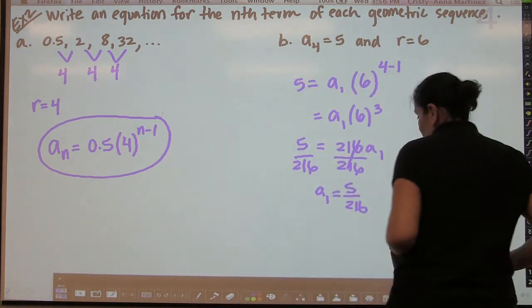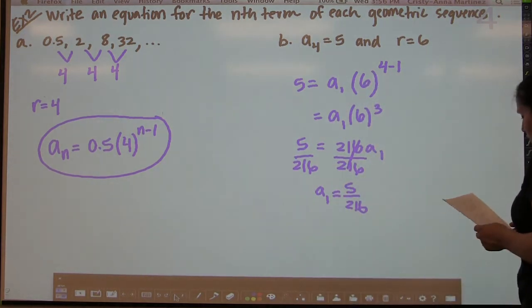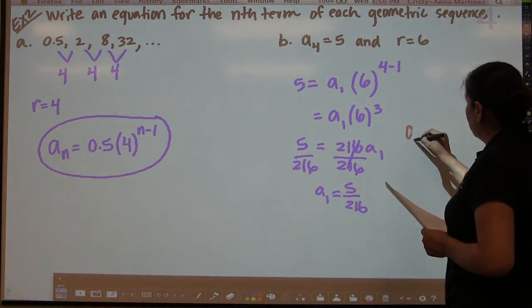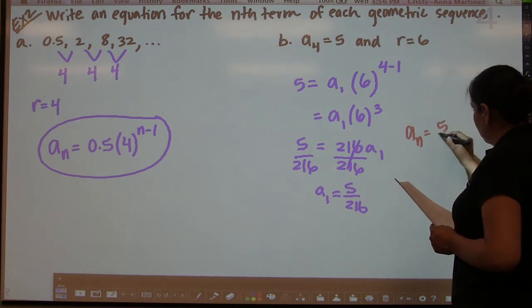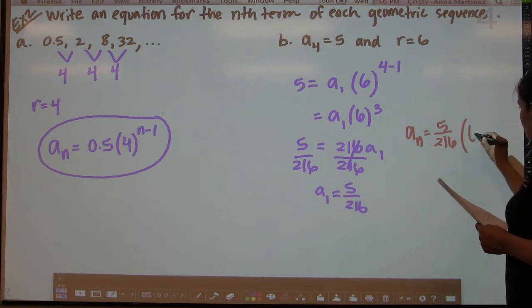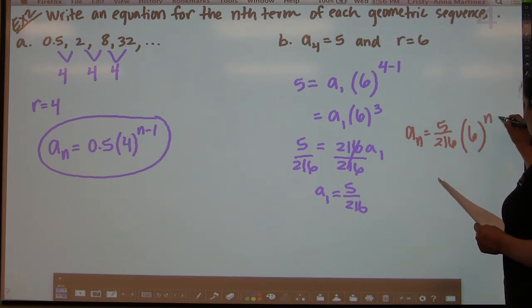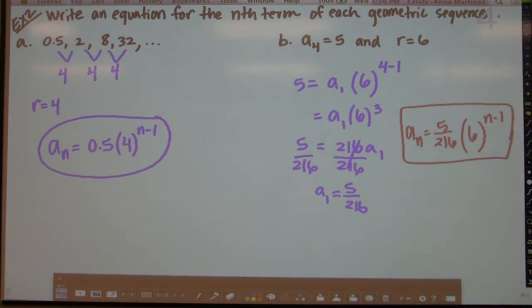Once we have that value, we can go ahead and plug it into our formula, which will be a sub n equals the a sub 1, which we now know is 5 over 216, times our common ratio, which is 6 to the n minus 1 power. And that is how you write the equation for the nth term of a geometric sequence.